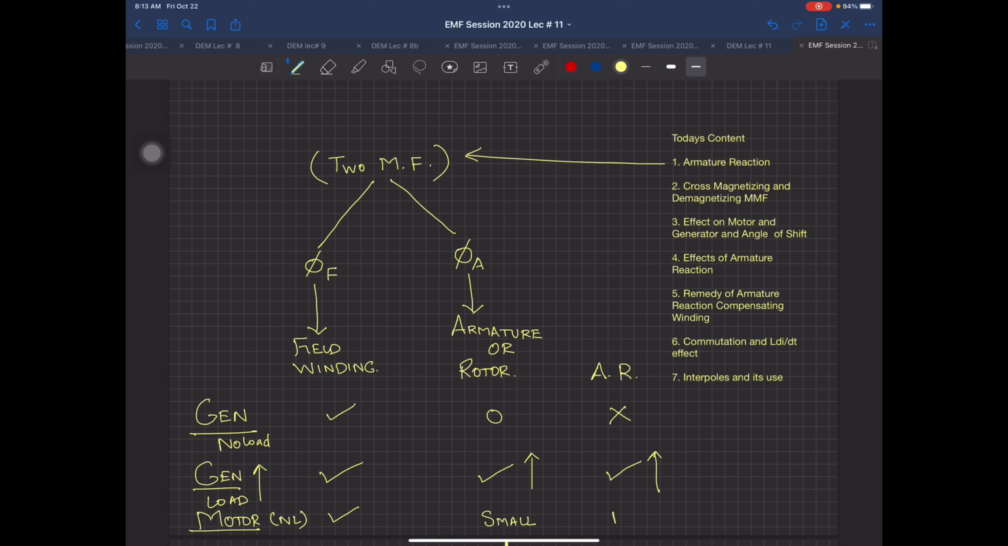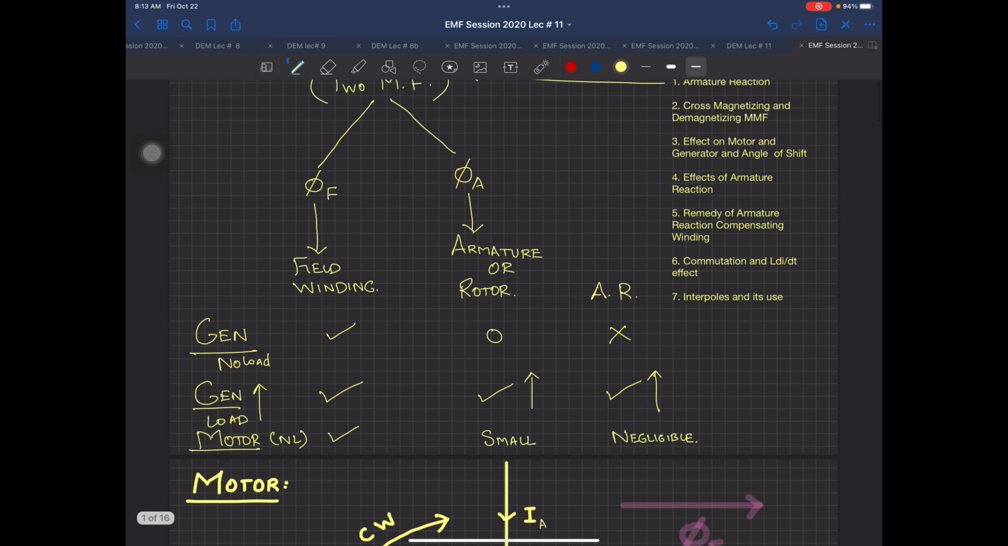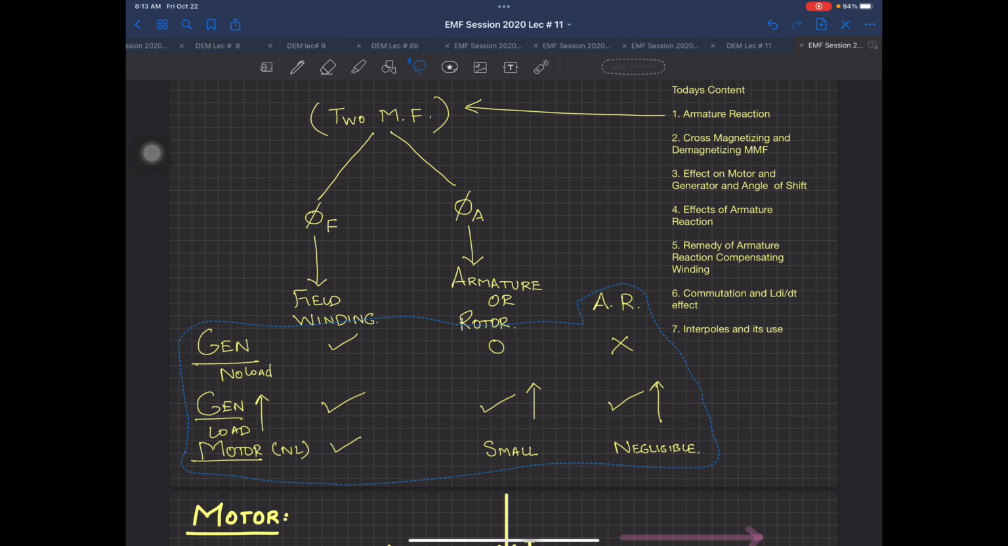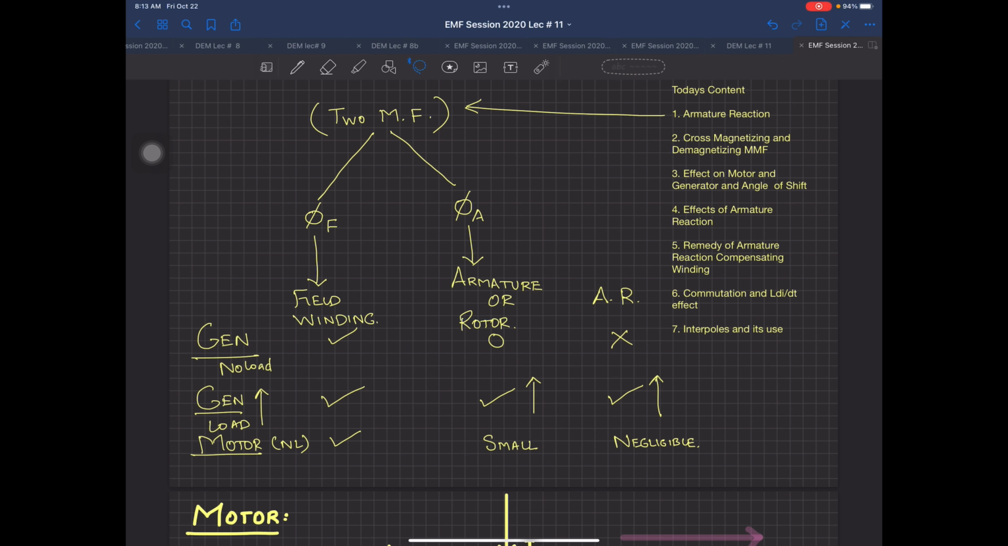So armature reaction is still there, but it is negligible in quantity. Why? Because phi A, that is actually the armature MMF, is going to be very, very small. If I have a motor at full load condition, certainly as the load increases, armature reaction will also increase.